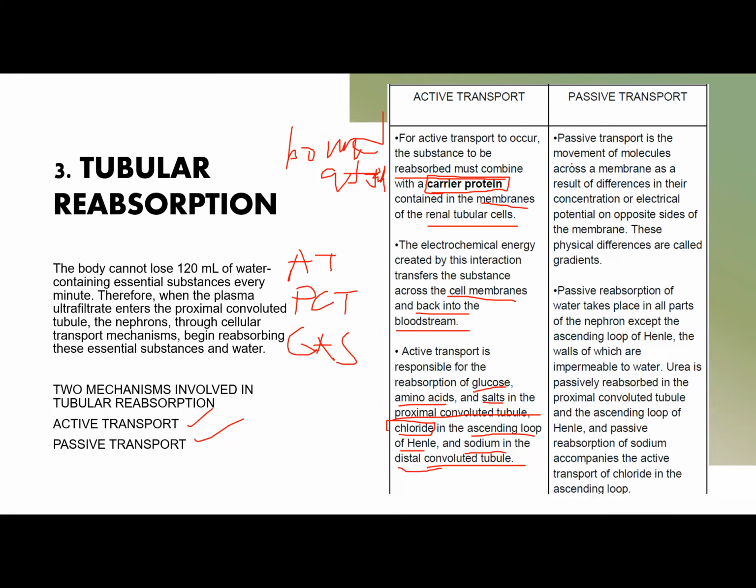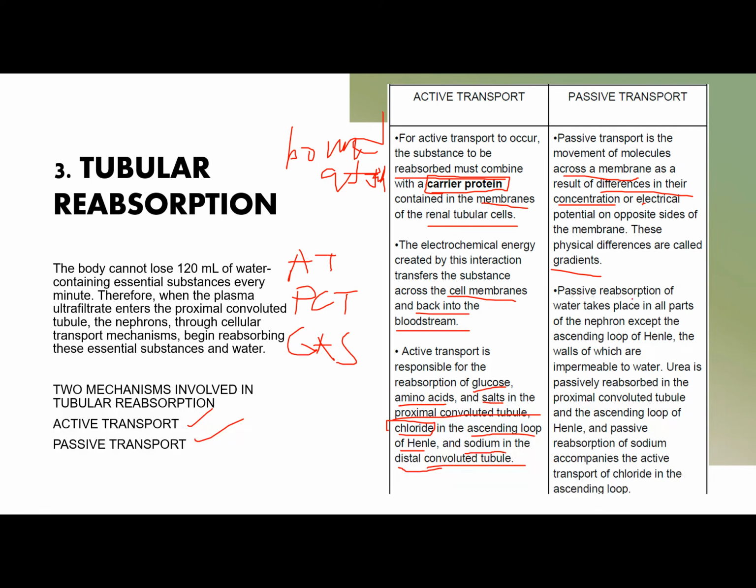Kapag naman passive transport, class, there is a movement of molecules across a membrane due to the differences in their concentration or electrical potential, meaning gradients, class. Dahil iba-iba yung sizes nila sa passive transport, due to their different sizes, nagtutulukan sila, class, they would push one another until they're able to pass through. So, take note yung mga substances na na-absorb.